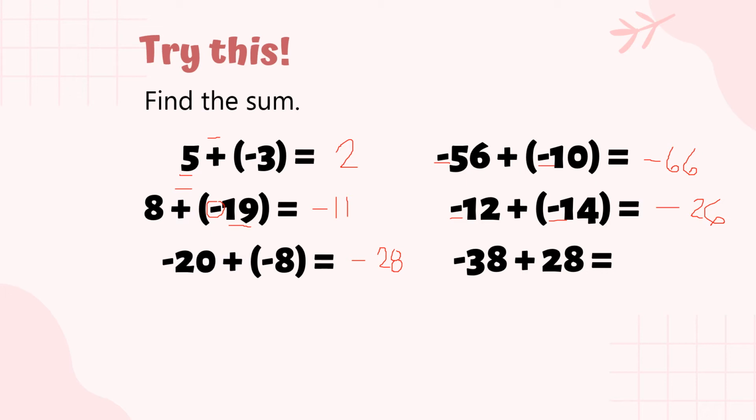How about negative 38 plus positive 28? So the result is negative 10. So again, notice that they have different signs. The first one is negative, the other one is positive. So we proceed to subtraction. So 38 minus 28 is 10. Notice po na mas mataas si 38 and the sign of 38 is negative. So that's why the result is negative.